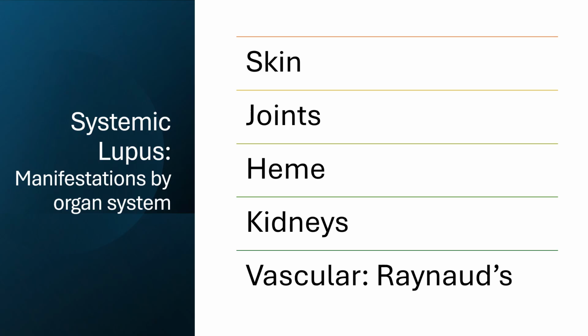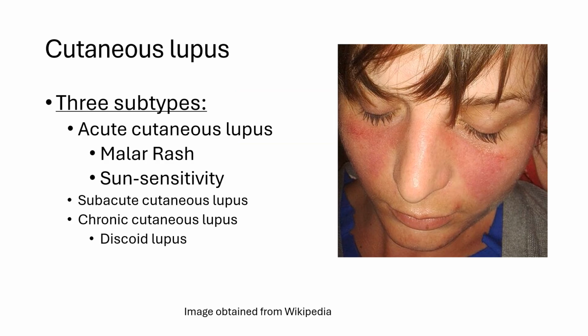Let's start by talking about the skin. The first point I want to make when thinking about skin manifestations of lupus is to first make sure it's clear to you that some patients only have cutaneous lupus. This is one of the reasons why we have the distinction of systemic lupus versus cutaneous lupus.